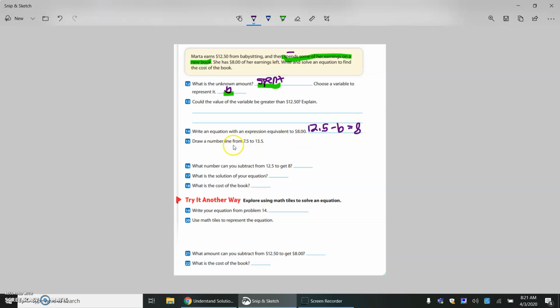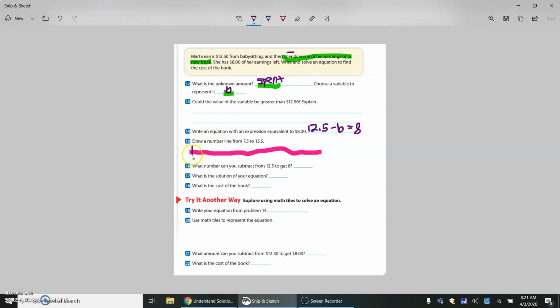Okay. Draw a number line from 7.5 to 13.5. Oh no. Yikes. Okay. Let's try that again. I'm going to use a highlighter for this just because it's easier to see it, and hopefully thicker so it's not all wobbly. Oh my gosh. Okay. Just pretend that my line is a line and not a weird, whatever.